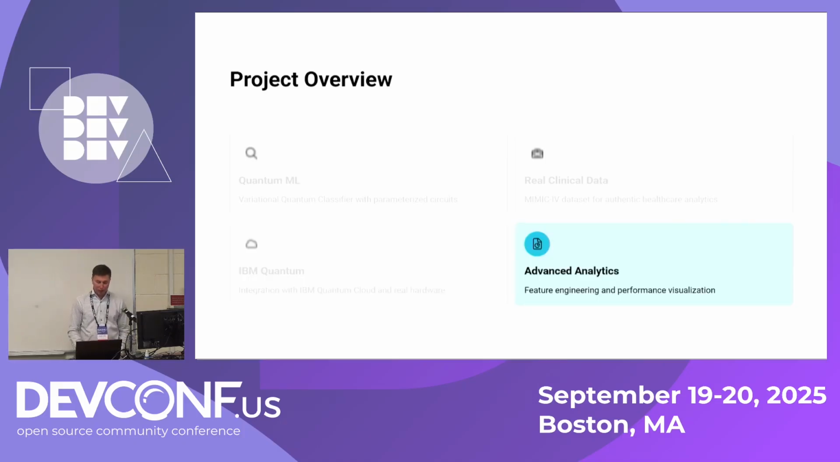And the final piece of it is advanced analytics, where you, in essence, do some feature engineering. So it's not just a simple pass through. You're actually doing something a little clever, not extremely complex.